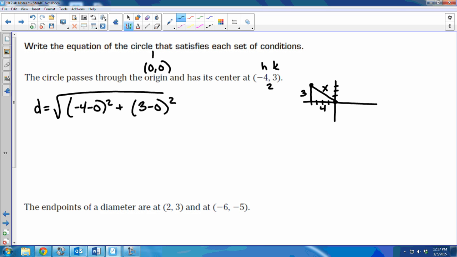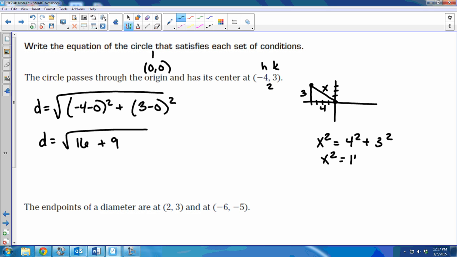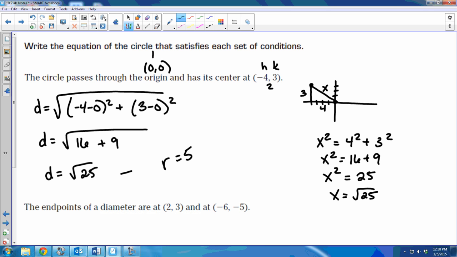Here you get the square root of 16 plus 9. Over here you would have x squared equals 4 squared plus 3 squared, which is also 16 plus 9. So you get the square root of 25. Over here you get x squared equals 25, you would take the square root. They give you the same thing. So r is 5, regardless. We have not written the equation yet. We had to find r to do so. So you don't have to do both of these things. You would do one or the other.